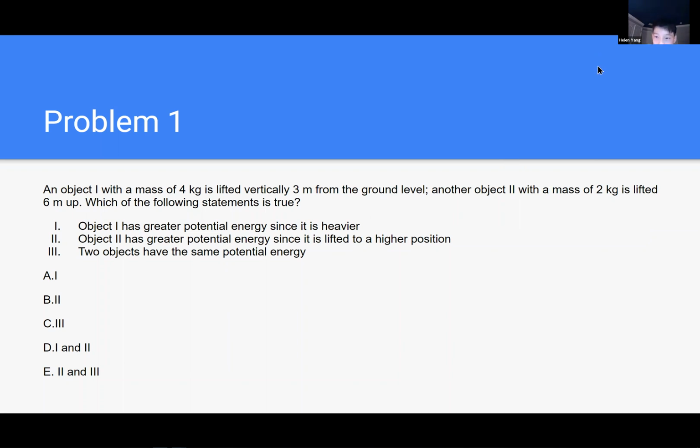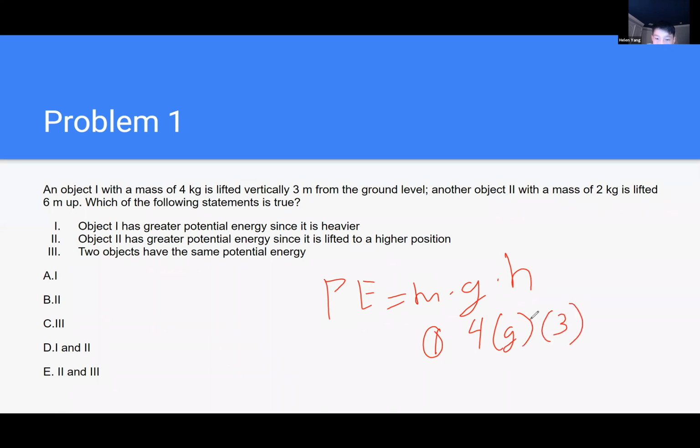So to do this question, it's asking for the potential energy, right? So we know that the potential energy is equal to the mass times acceleration due to gravity times the height. So if you plug the things you have in, for object 1, you would get 4 times g times 3. And for object 2, you would get 2 times g times 6.